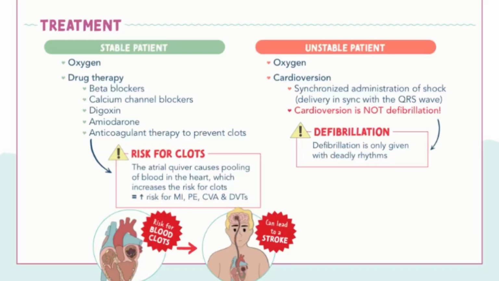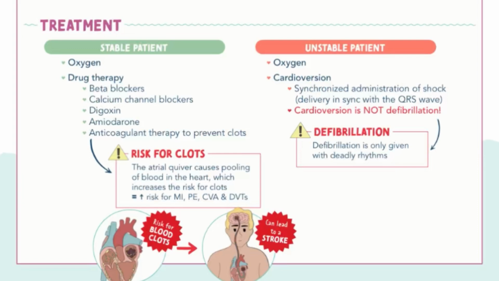Okay, because the quivering atria cause pooling of blood in the heart that can lead to increased risk of clots, which can lead to MI, pulmonary embolism, CVA, cerebrovascular accident or stroke, and deep vein thrombosis. Okay. If the patient is unstable, then we will go with cardioversion.